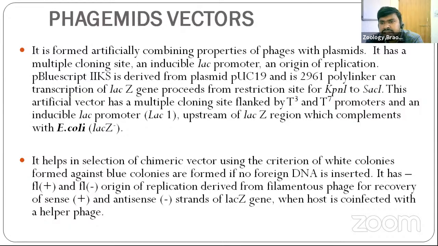promoter, lacI, and upstream of the lacZ region, which complements with E. coli. It helps in selection of chimeric vectors using the criterion of white colonies formed, against blue colonies formed if no foreign DNA is inserted. It has f1 plus and f1 minus origins of replication derived from the filamentous phage for recovery of sense and antisense strands of the lacZ gene when the host is coinfected with helper phage.